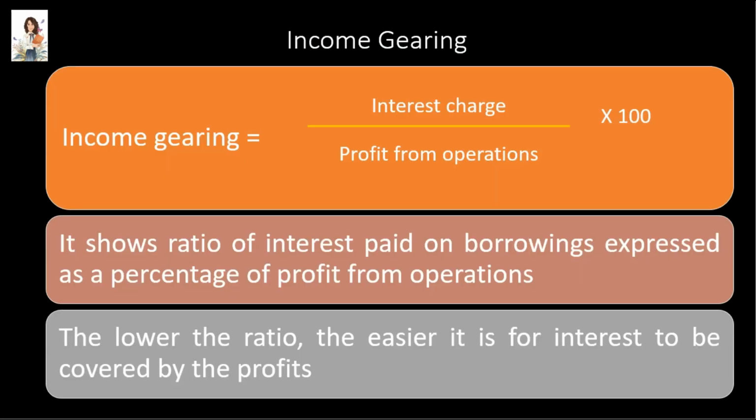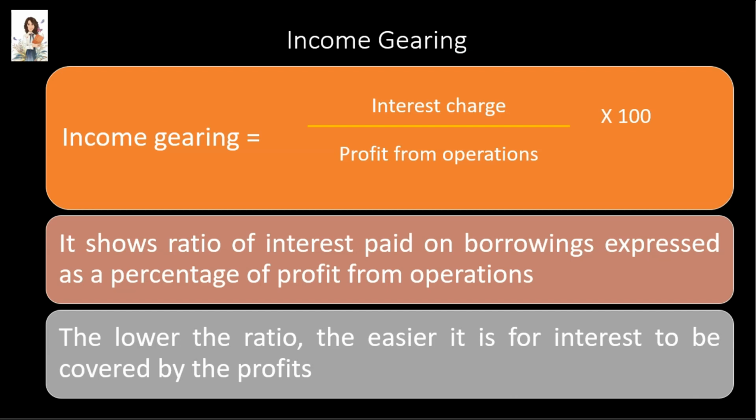Next, we look at the income gearing ratio. The formula is interest charge upon profit from operations into 100. How easily can the interest payable be covered by the profits of the company? This is what the formula shows. The lower the ratio, the easier it is for profits to cover the interest expense.